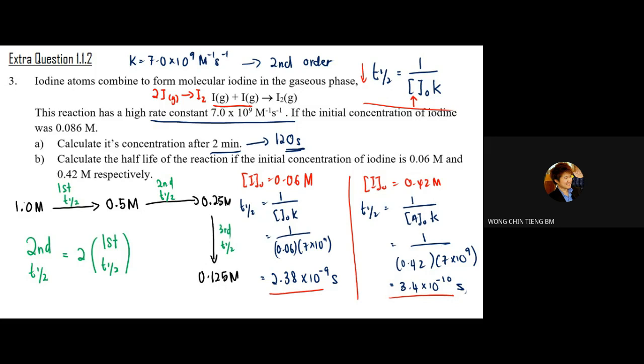Agree, guys? So for the second half-life, students in my class, you are not allowed to take a photo of the screen. You need to copy it. I write it, so you write it. Second half-life will be equal to double the first half-life.